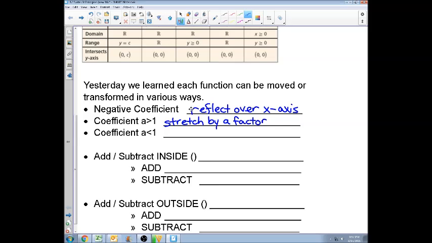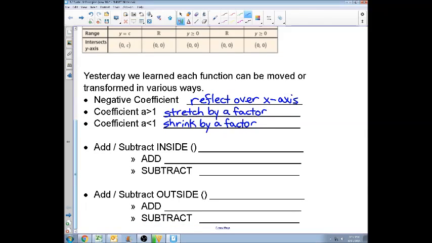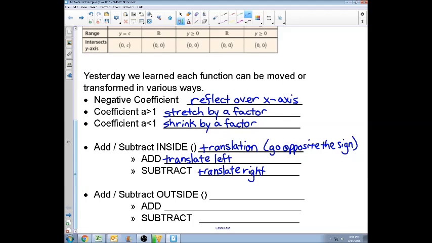How about if the coefficient of a is less than 1? That's if I had a fraction in front of our x. Well, then we are going to shrink by a factor of whatever that fraction is in front of our x. How about adding and subtracting inside the parentheses? Well, inside the parentheses, we're going to have a translation, and we're going to go opposite the sign. So if we add inside of the parentheses, or our sign is positive, then we're going to translate left. If we subtract, we're going to translate right. Okay? It's all stuff we learned yesterday.